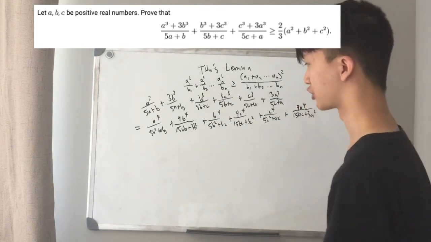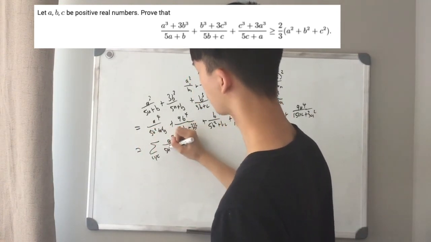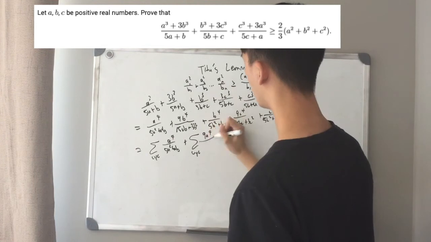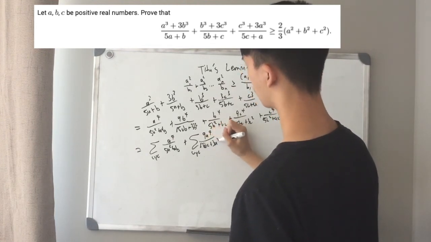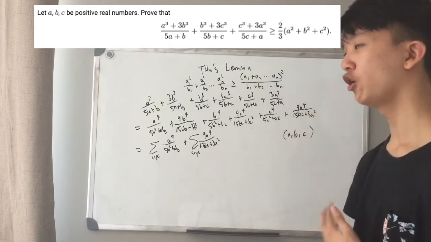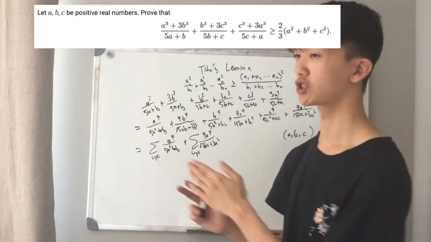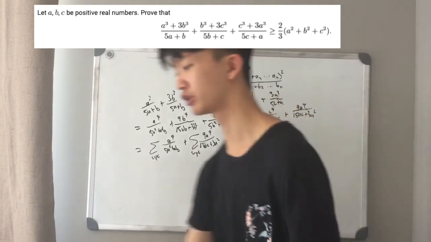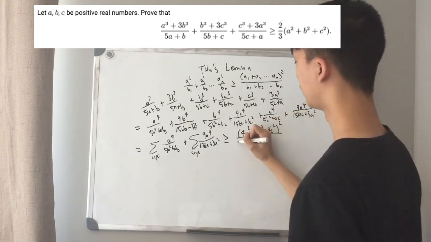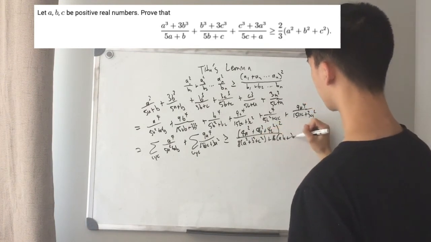So now we can rewrite this as two cyclic sums. This is then equal to the cyclic sum of a to the power of 4 over 5a squared plus ab, plus the cyclic sum of 9a to the 4 over 15ac plus 3a squared, such that the set of variables being cycled through is a, b, c. So we know that a to the power of 4 is equal to a squared squared, and 9a to the power of 4 is equal to 3a squared squared. And so this is greater than or equal to (4a squared plus 4b squared plus 4c squared) all squared over 8 times (a squared plus b squared plus c squared) plus 16 times (ab plus bc plus ac).